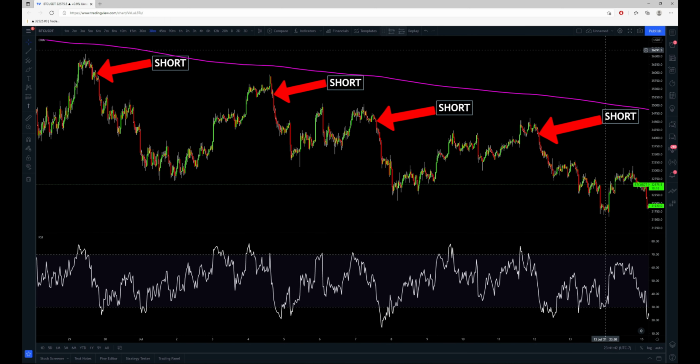I'm going to explain why it's so important that you trade reversals this specific way and not the traditional way that ends up getting you caught on moves that keep going against you. So let's get into it and break it down.